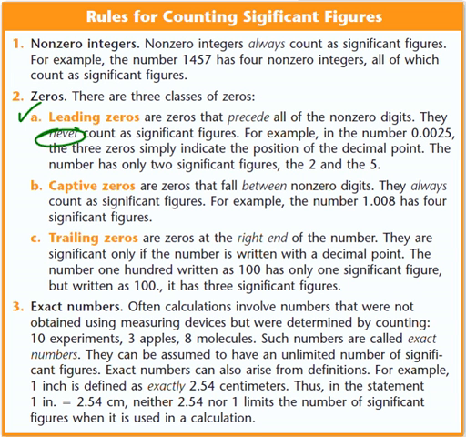For example, the number 0.0025. The 3 zeros, this zero, this zero, and this zero right here, simply indicate the position of the decimal point. They do not have any significance as far as SigFigs when we do calculations. The number has only 2 significant figures, that would be 2 and 5. So let's go ahead and take a look at this.